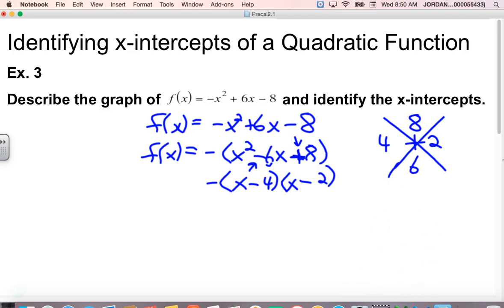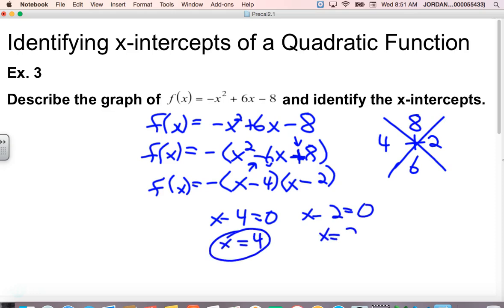Okay, so now we've got our function negative times x minus 4 times x minus 2. To find the x-intercepts now, you just need to set each of these factors equal to 0. So I'm going to say x minus 4 equals 0 and x minus 2 equals 0 and solve. We add 4, x equals 4, add 2, x equals 2. So those are our two x-intercepts of the function.